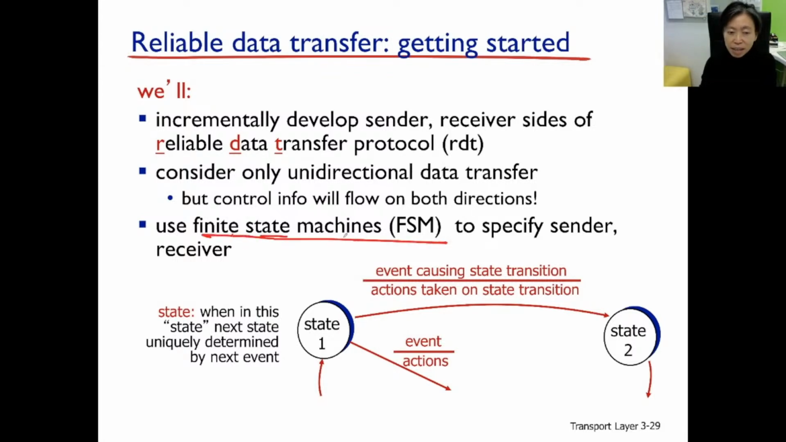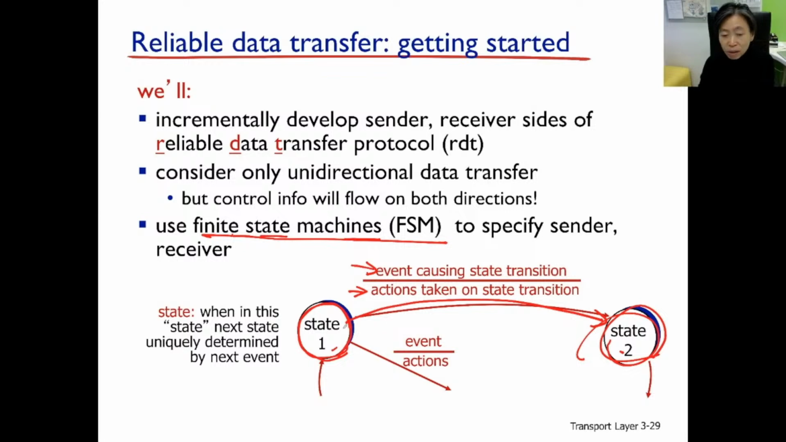Finite state machines, FSM. Here's one state, here's another state, two states. So a finite number of states. This is a machine to go from one state to another state. You might have a transition saying that under this condition, we go from state 1 to state 2. And in the meantime, as we transit from one state to another, we take this action.